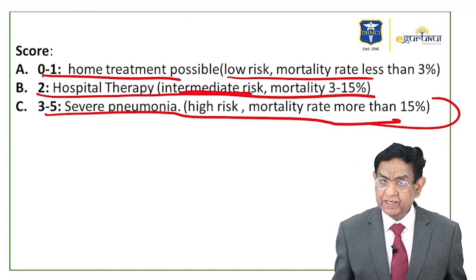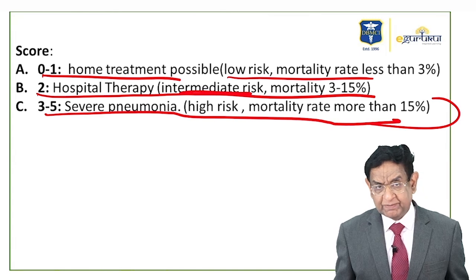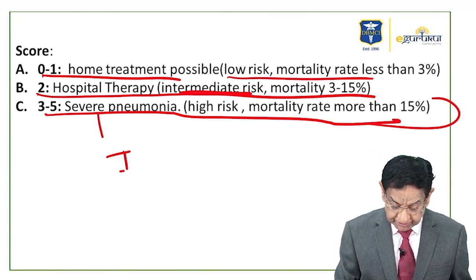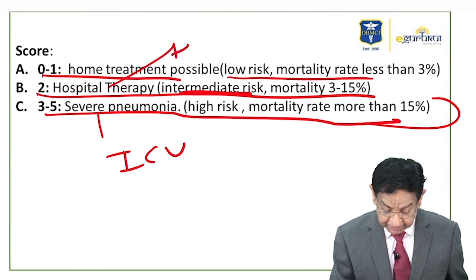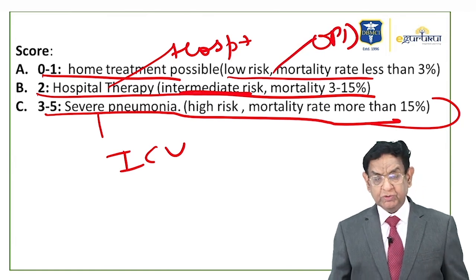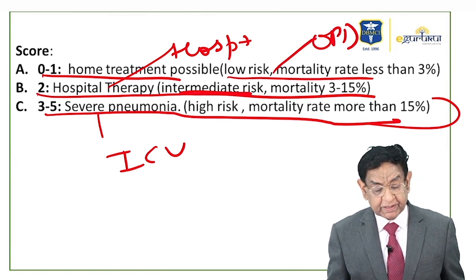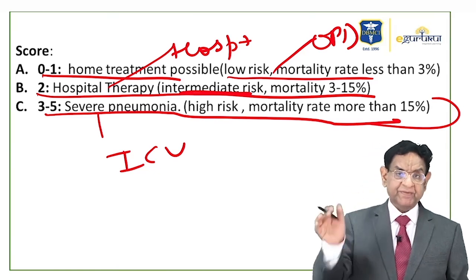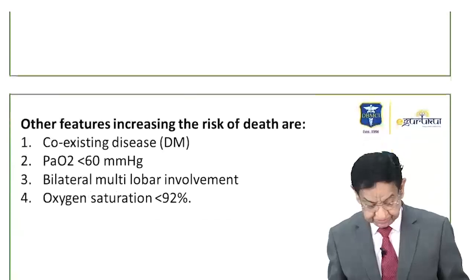0 to 1, OPD; 2, hospital; and 3 to 5 needs ICU treatment. So you got to know the mortality rate as well as where and how to treat the patient, because treatment differs in all three conditions.